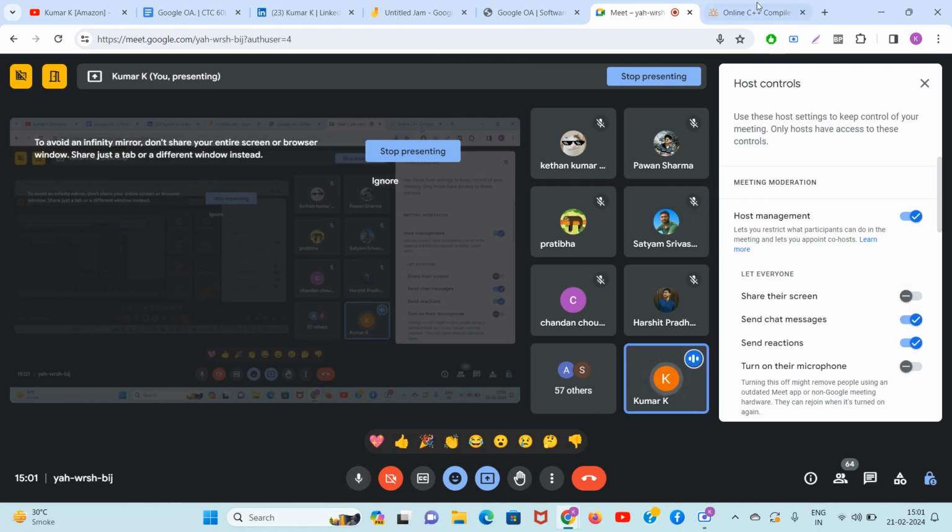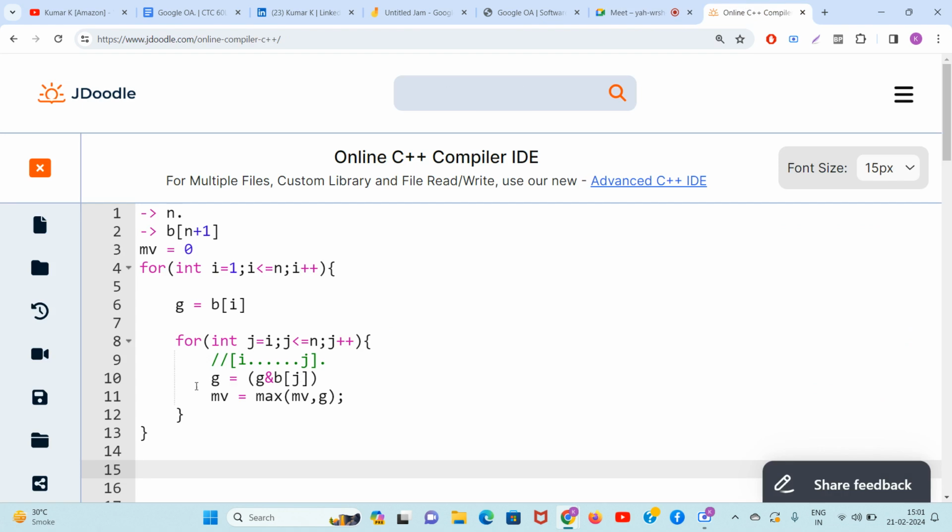Everyone write yes in the chat if you understood what I did. I am slowly calculating the AND of all these subarrays. Whatever value I'm getting, I'm comparing it with the maximum again and again.